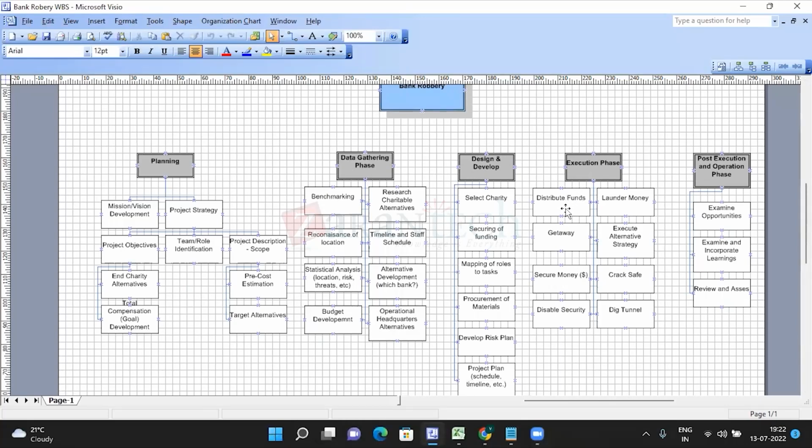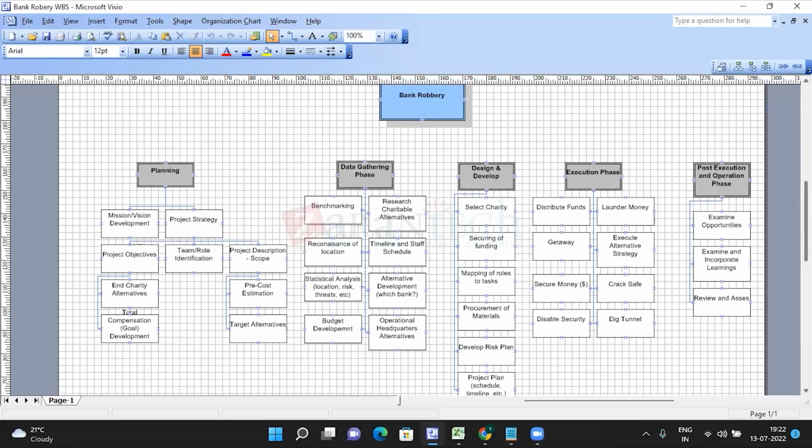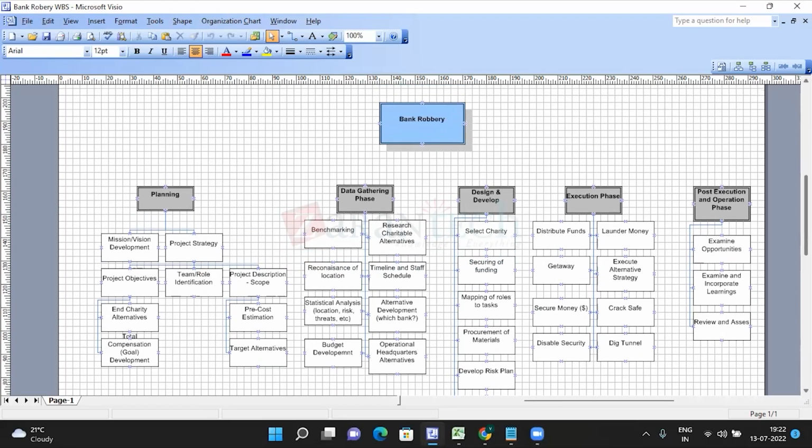Execution, like distribute the funds, or get the money, or execute the alternate strategy. And then secure this money or crack the safe. Like each task, how you're going to rob the bank. Post execution is after the completion: examine the opportunities, incorporate learnings, review and assess what went well, what went wrong, all this. This is one way of preparing a work breakdown structure, and also one way of becoming a robber.